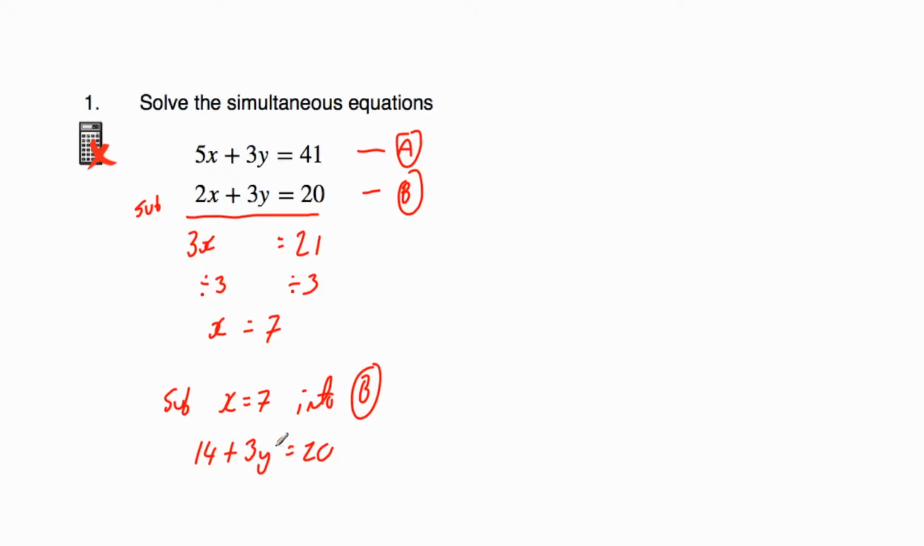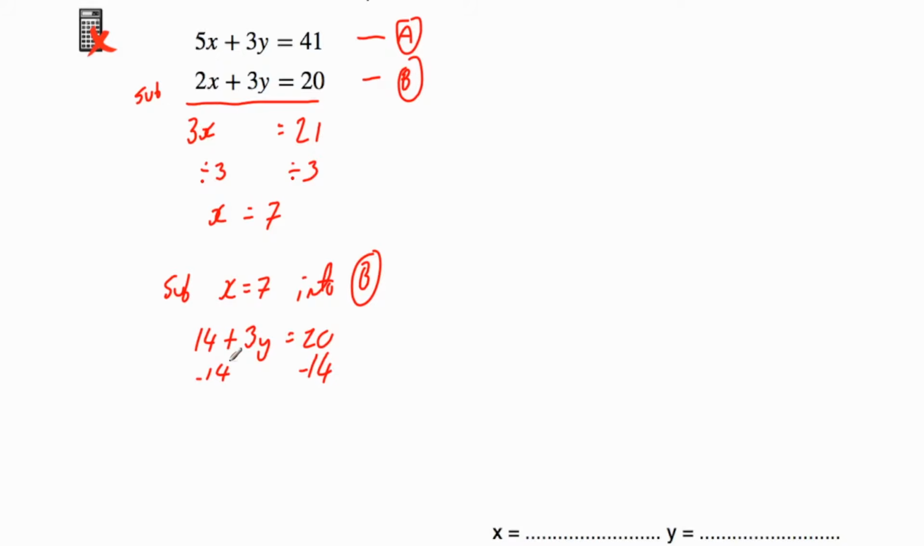So we want to get our y on its own. So we want to get rid of this 14 and then get rid of this multiplied by 3. So let's take away 14 and take away 14 and see what we get. 14 take away 14 is 0. So we're just going to be left with 3y on the left-hand side. And on the right-hand side, 20 take away 14 is 6. Now we've got 3 times y is equal to 6. Well, we don't want this times by 3, so let's divide both sides of this equation by 3. And we'll then get y equals, and 6 divided by 3 is 2. So we've got our answers. We've got that x equals 7, and y equals 2.